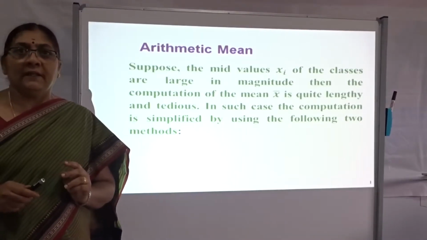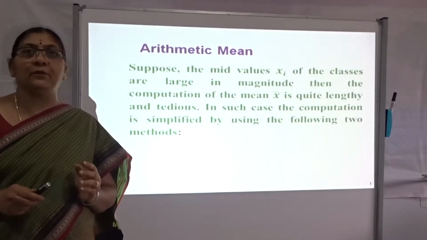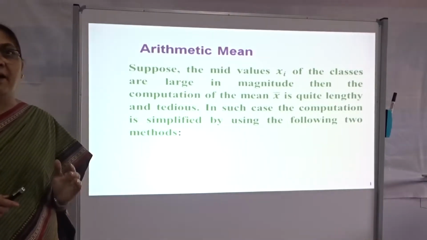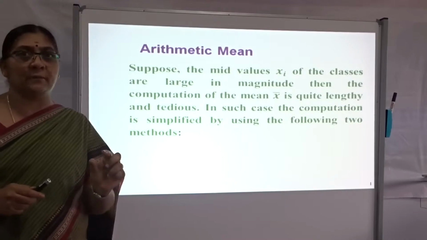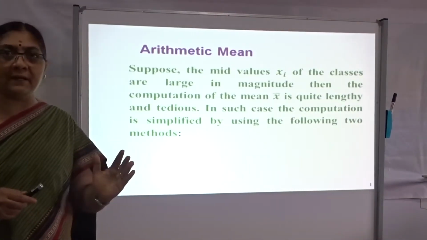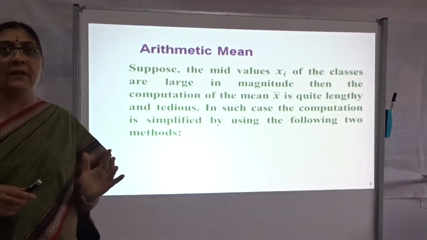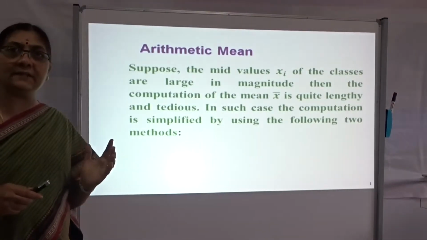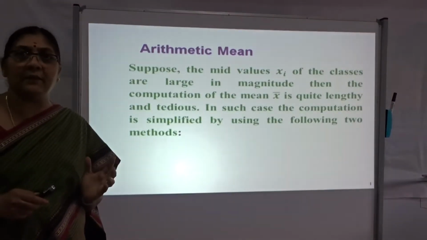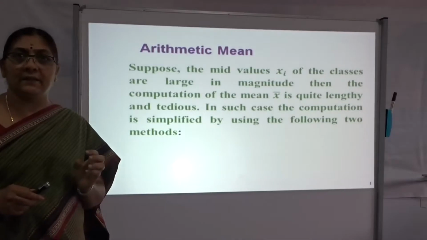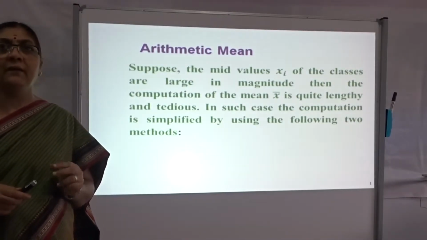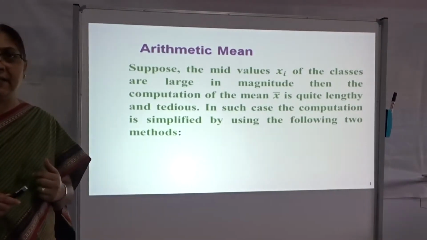Now, other than that, we have two other methods based on the mean. We can't always expect the data to give us only small values. Sometimes x1, x2, x3 may be in hundreds, thousands or 10,000. In such cases, what we discussed in the last class is possible, but it's very tedious. Instead, we are going to use two alternative methods, which I am going to discuss in the present class.